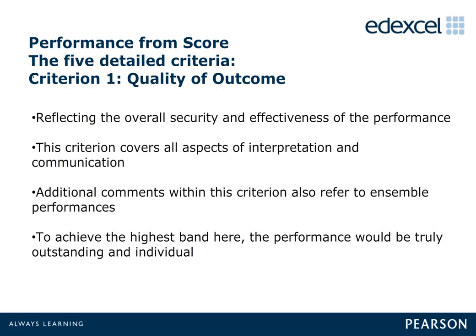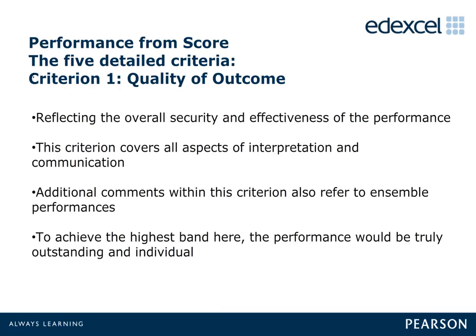Performance from score. The 5 detailed criteria. Criterion 1. Quality of outcome. There are 5 detailed criteria that teachers apply when assessing their students' work. In each case, the 9 descriptors are matched by a single mark, and teachers award the mark based on the statement closest to the standard of the work presented.